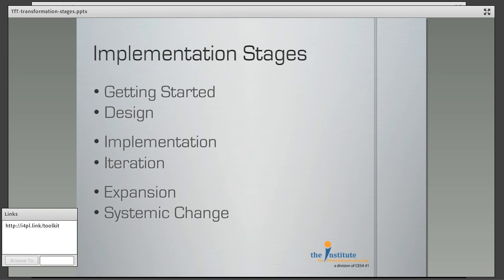These are the stages that are utilized when discussing transformation of a system, as well as stages that are used to organize the tools inside of our toolkit. The stage that we begin with is getting started, then design, then implementation, then iteration, expansion, and eventual systemic change. Today's episode is going to take a closer look at these 6 stages. Each of these stages are critical to the framework of moving a system to full implementation of a learner-centered paradigm.